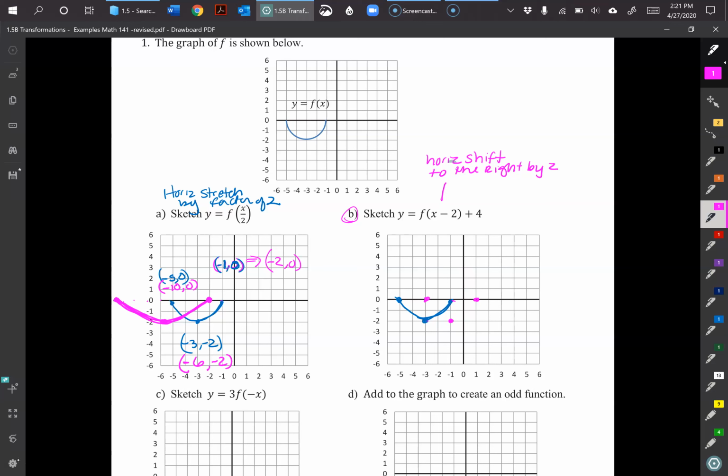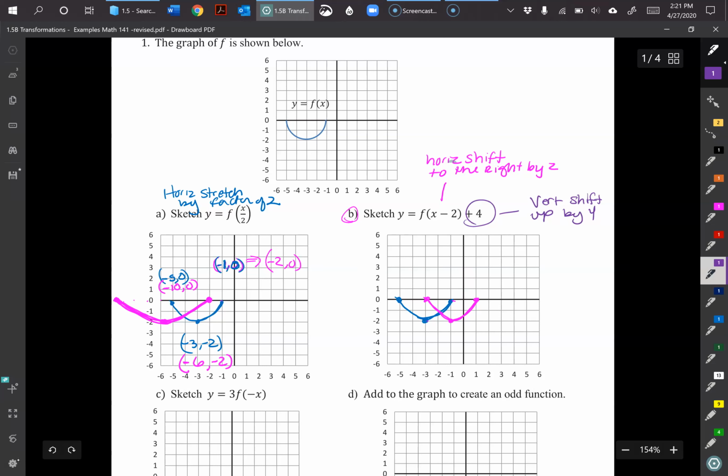Okay, so that's the same exact shape, no stretching or compressing. I'm just picking it up, moving it over. So now for the next thing, we need to deal with the output. Okay, so that's going to be a vertical shift up. So definitely specify what you're doing: by 4.